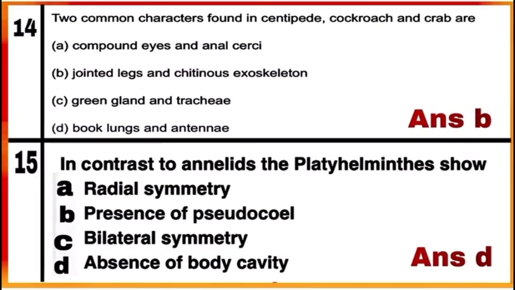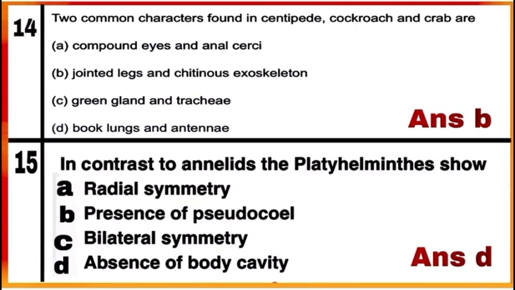Question 14. Two common characteristics found in centipede, cockroach and crab are. All these members belong to phylum Arthropoda and they have jointed legs and chitinous exoskeleton. So here mark B as the correct answer.